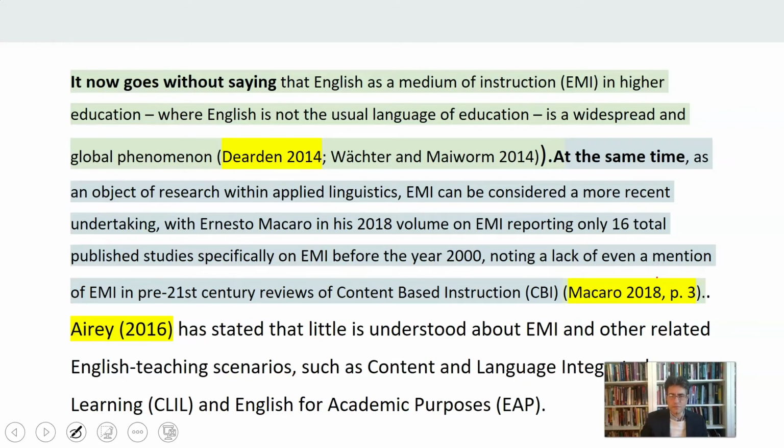So I am first of all saying that this point of EMI being a recent undertaking is an important one, but I'm making that point not just by reporting the data that Ernesto Maccaro presented in 2018, but also, if you notice, and this goes back to the previous video of the three C's, I've added this here that clearly connects those two, or adds a kind of cohesion between the first statement in light green to the second statement in light blue.